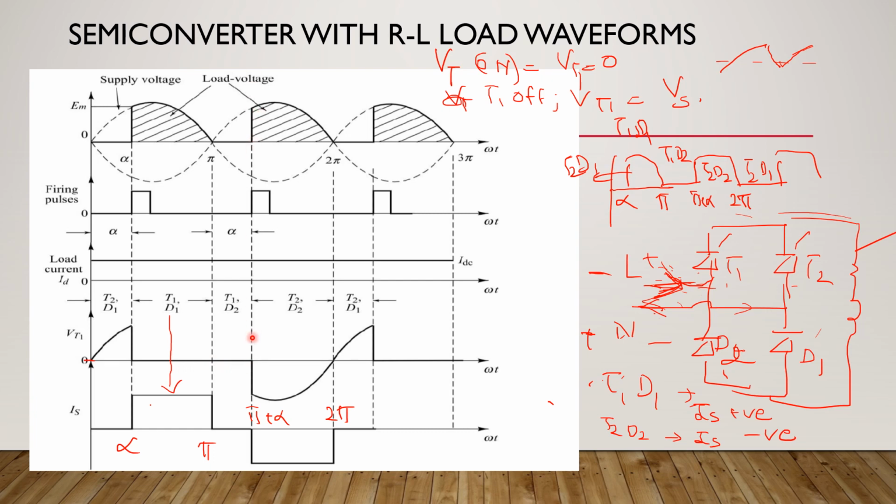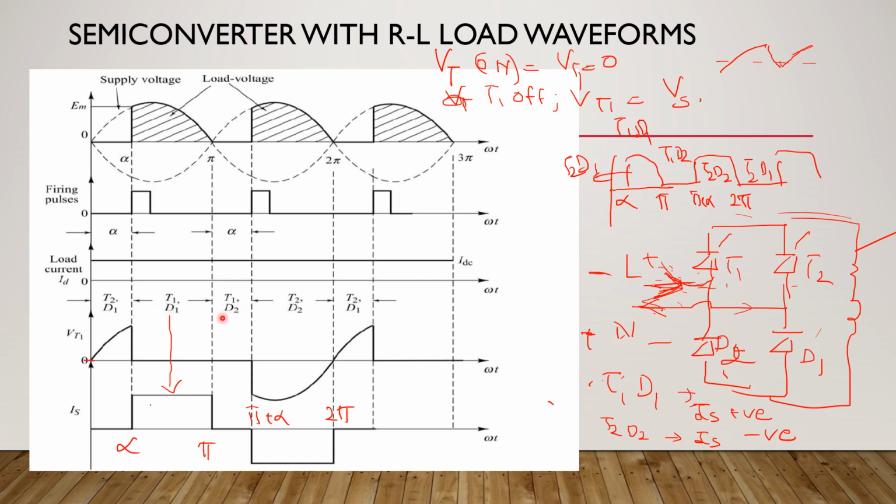Now at pi plus alpha, what is happening? T2 is turned on. So T1 will turn off, and again when it is off, the voltage should be equal to the supply voltage. What is the supply voltage at that time? It is in the negative half cycle, right? This is the supply voltage and this is the negative half cycle. So negative voltage will be appearing across the thyristor, and then the remaining part will be there. So this is how the waveform across the thyristor can be drawn. So keep this in mind.